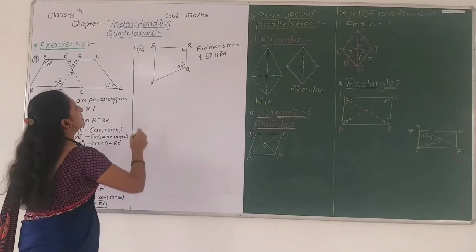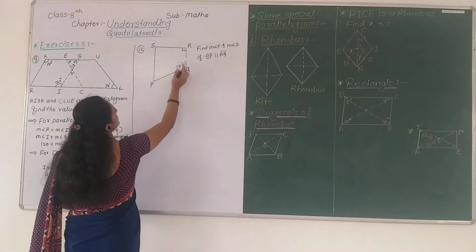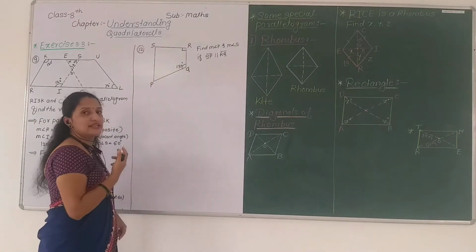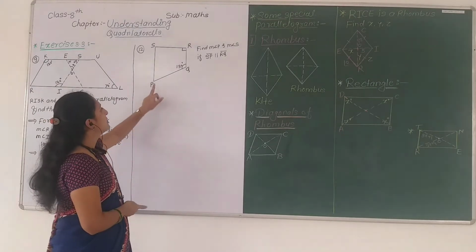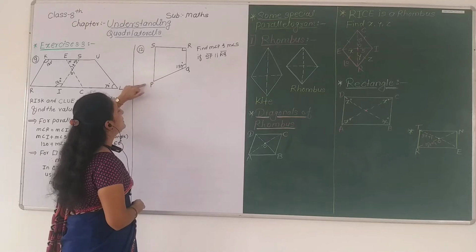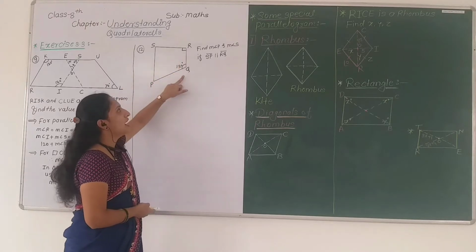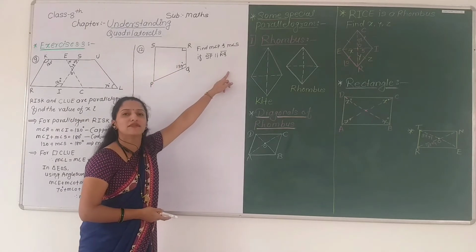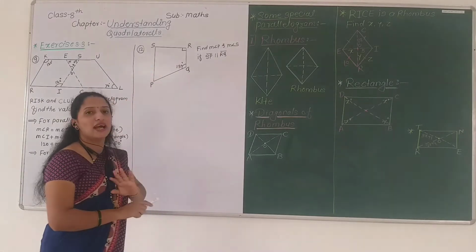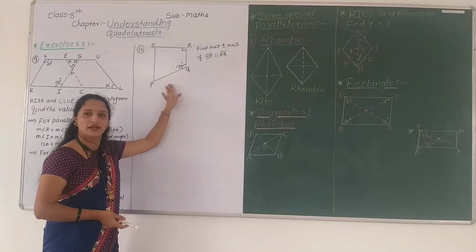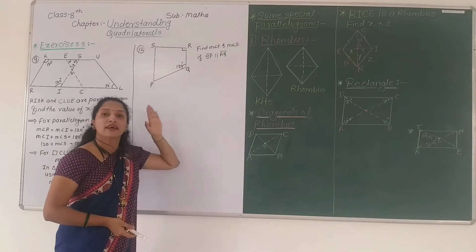Now next one is example number 12. Here we have been given this figure as PQRS. Is it a parallelogram? No. Since here line SP is parallel with RQ, SP bar is parallel with RQ bar. But look at these sides, QP and SR, they are not parallel with each other. Therefore, it's not a parallelogram.